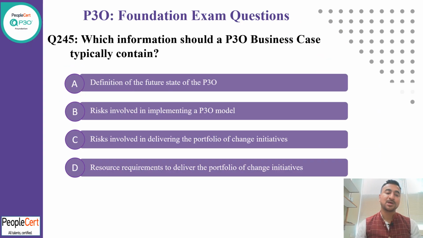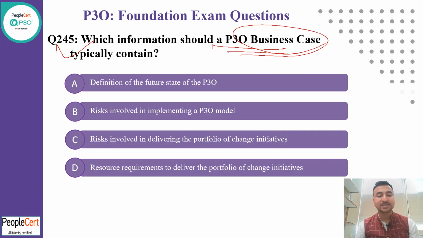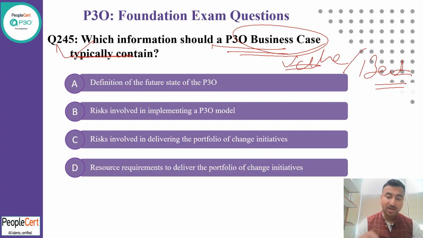Okay, question number 245 says, which information should a business case typically contain? So wherever there is a business case, there is value and benefits, all similar words that you have to identify, and look for this kind of keyword. Definition of the future state of the P3O, that is not a business case. Risk involved in implementing the P3O model, risk involved in delivering a portfolio of business change initiatives, resources required to deliver the portfolio of change initiatives. So I believe B would be the most correct answer.